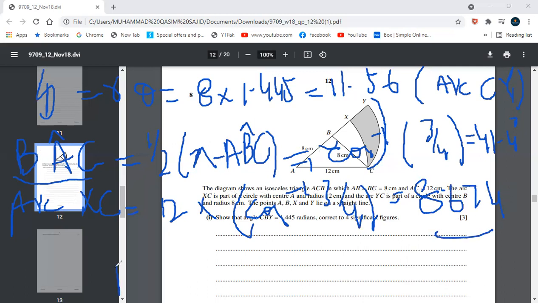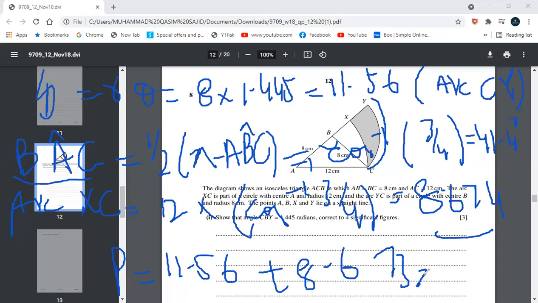So the perimeter must be adding both of it, 11.56 plus 8.673 plus the value of the radius at half of the radius. So this is the complete edge, and half of it is 4. So 4 plus 4, and this value is approximately equal to 24 point something.